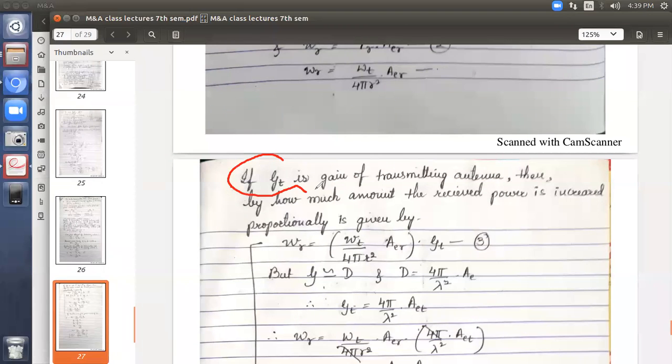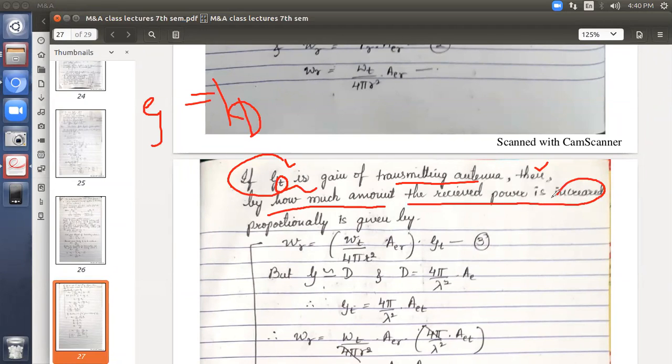Now, we have already seen the antenna gain. Gain and directivity are sometimes interchangeable terms. However, always the directivity and gain values, how they are related, I think you have already studied this, K into D. So if GT is the gain of the transmitting antenna, suffix T indicates transmitting side, then by how much amount the receiver power is increased? Gain is output by input. How much the received power is increased proportionally, directly proportional.